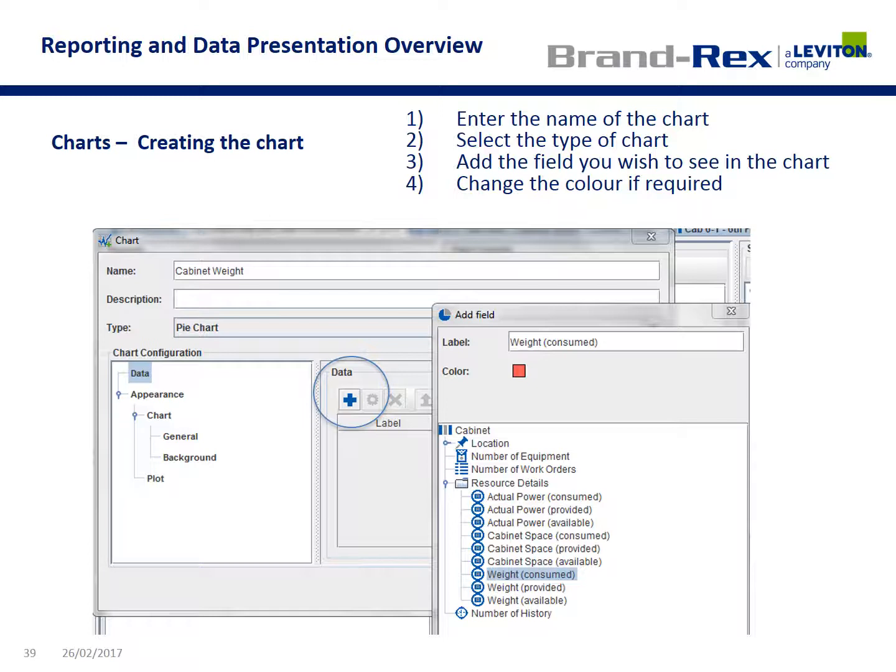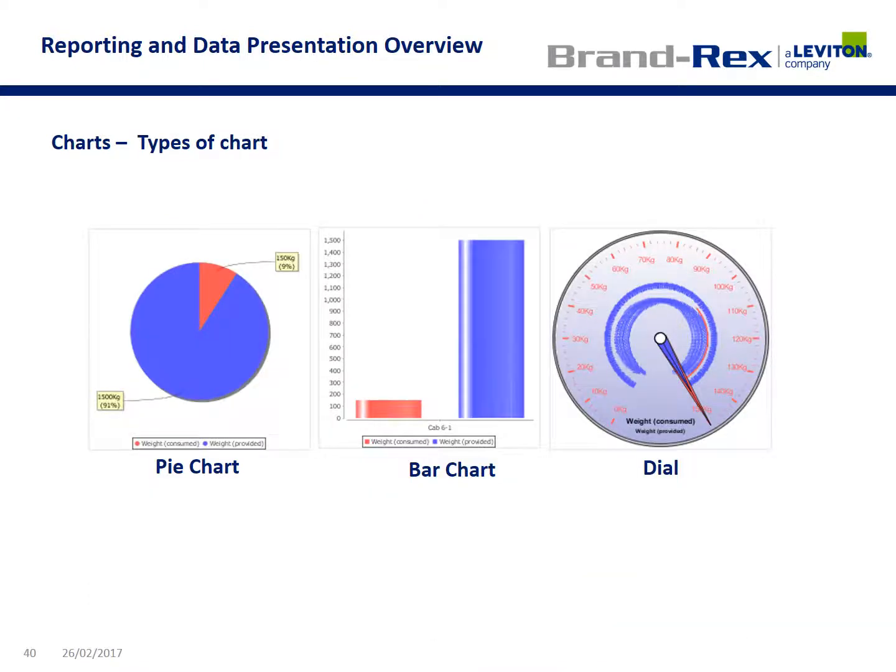After selecting the type of chart, select the plus symbol to add the fields you wish to use in the pie chart. We will select weight consumed and weight available. On each selection, SmartPatch will allow you to change the color of the reported value. The next slide shows examples of different types of charts that can be displayed. On the left we have a pie chart, in the middle a bar chart, and finally on the right we have a dial.